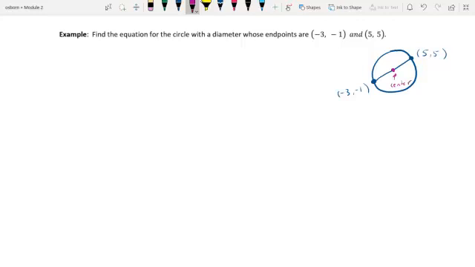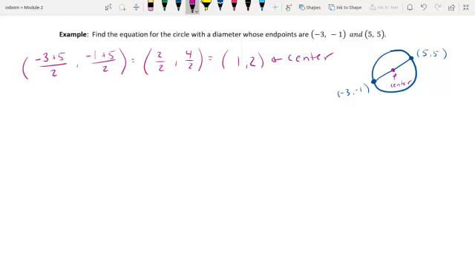The way that we will do that is we will use the midpoint formula. Using the midpoint formula, we take the x coordinates, add them together and divide by 2. So negative 3 plus 5 divided by 2. And the y coordinates, add them together and divide by 2. So negative 1 plus 5 divided by 2. That gives me 2 over 2, comma 4 over 2, which simplifies to the coordinate (1, 2). That is my center.